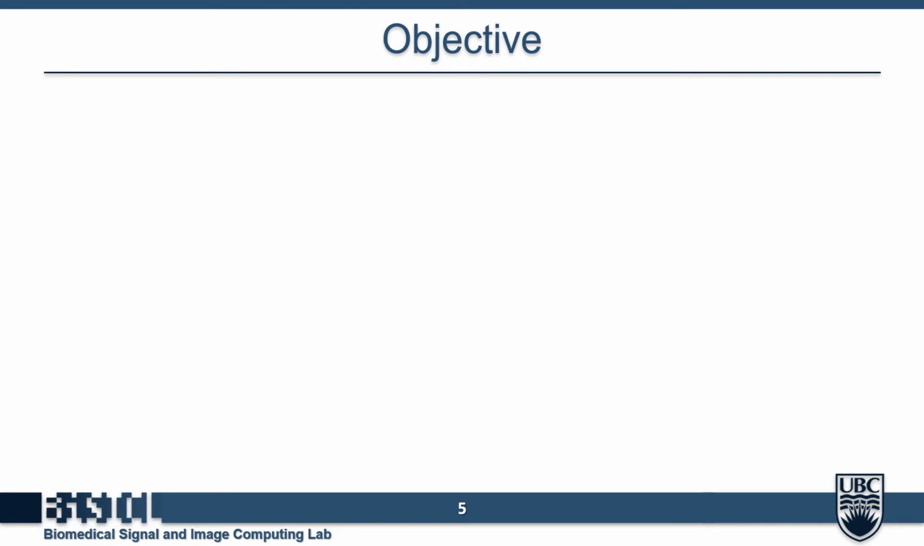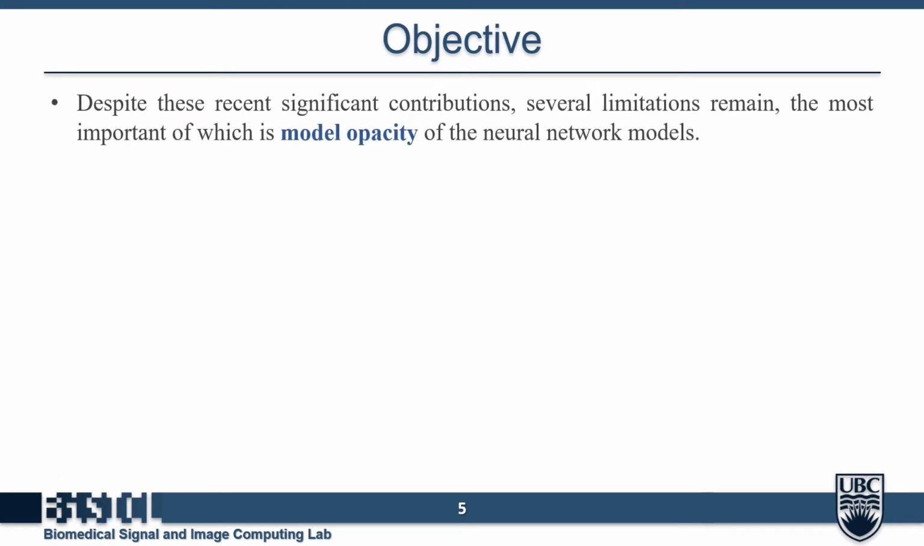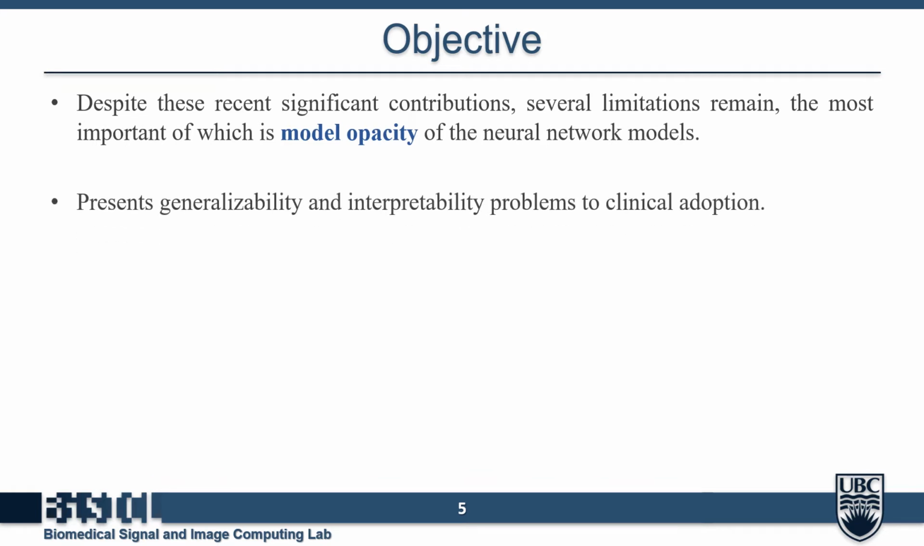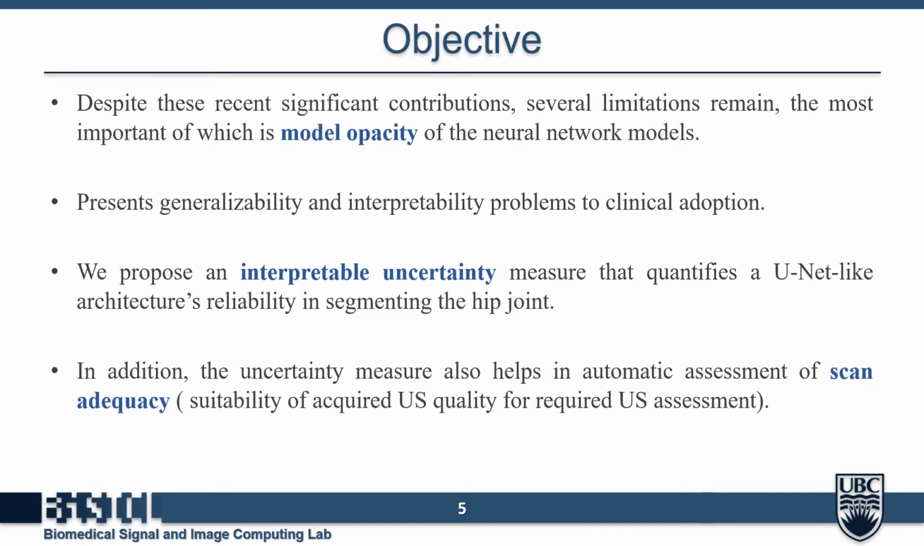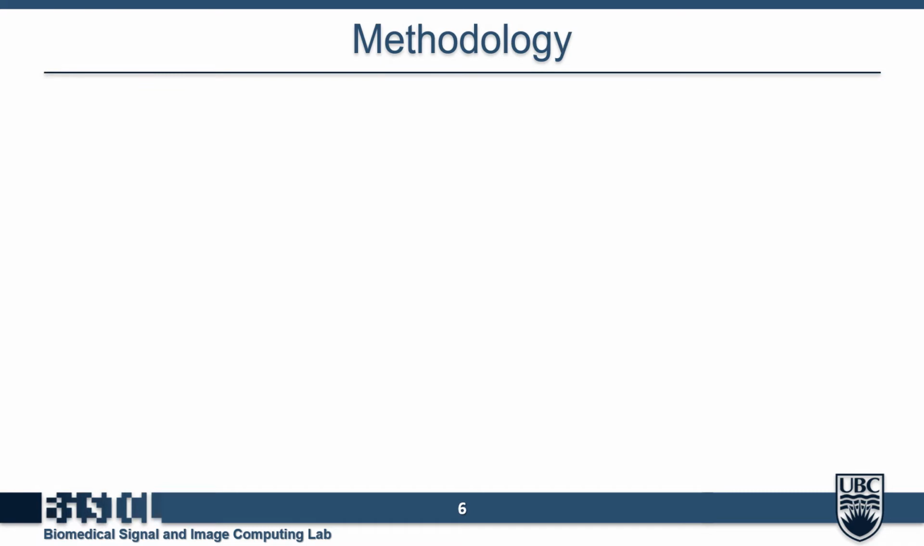Despite these significant contributions, several limitations remain, the most important of which is the model opacity of the neural network. As deep neural networks become a part of the clinical workflow, they present generalizability and interpretability problems. Hence, we propose an interpretable uncertainty measure that can quantify a U-Net-like architecture's reliability. In addition, our proposed measure also helps in automatic assessment of adequacy.